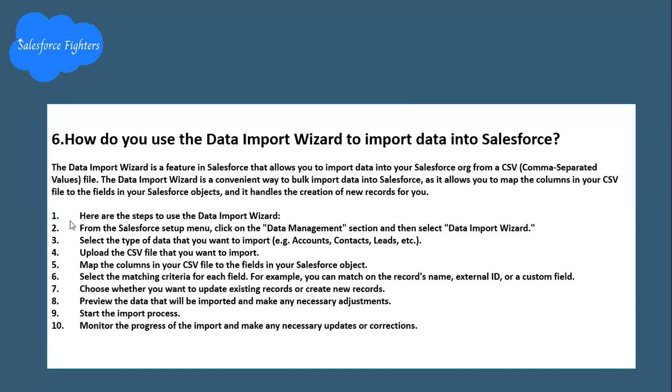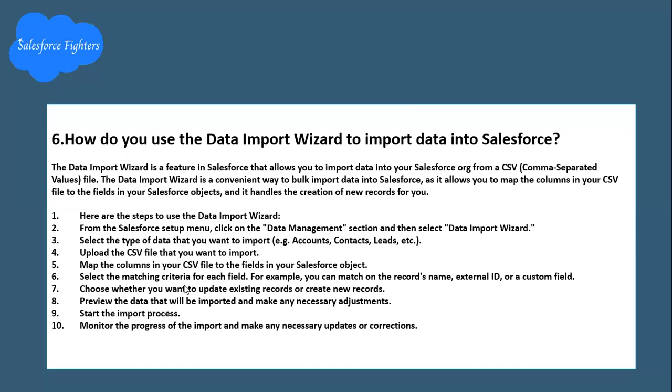Here are the steps to use the Data Import Wizard. First, from the Salesforce Setup menu, click on the Data Management section, then select the Data Import Wizard. Second, select the type of data that you want to import: accounts, contacts, leads. Third, upload the CSV file that you want to import. Fourth, map the columns in the CSV file to the fields in your Salesforce object.